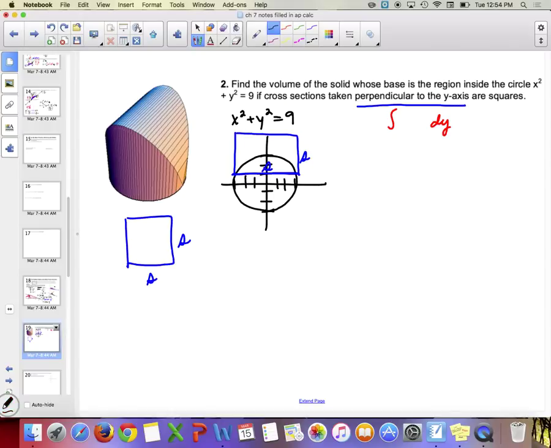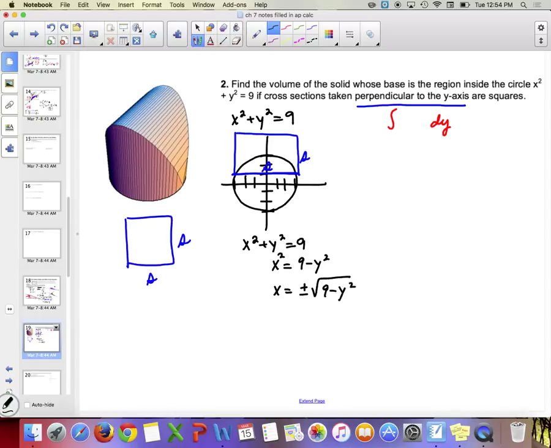Okay, so for our equation, x squared plus y squared equals 9, I need to solve so that I have x equals. So I'm going to have x squared equals 9 minus y squared. So x equals plus or minus the square root of 9 minus y squared.